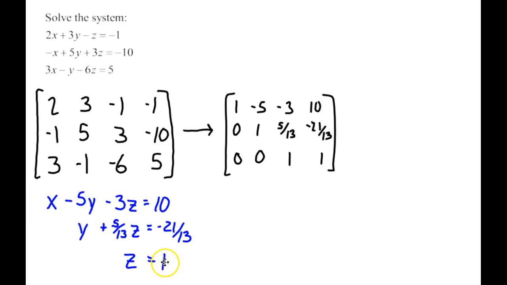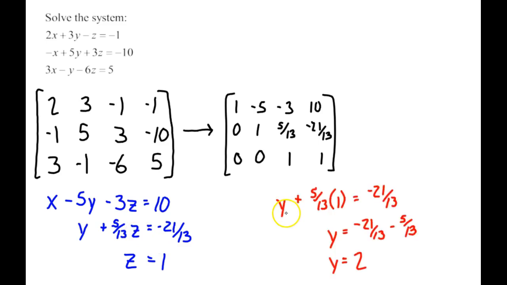So first, let's plug 1 into the second equation to solve for the value of y. Now we have y plus 5 over 13 times 1 equals negative 21 over 13. To get y by itself, we would subtract this value to the other side. Negative 21 over 13 minus 5 over 13 is negative 26 over 13, which simplifies down to not 2, but negative 2.